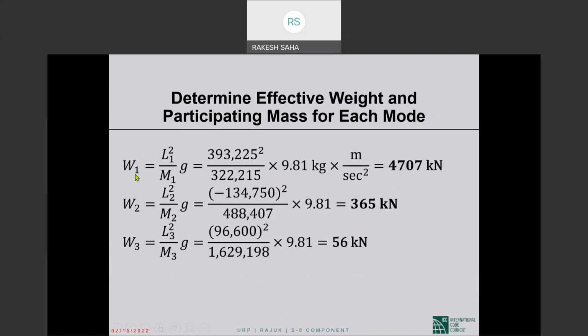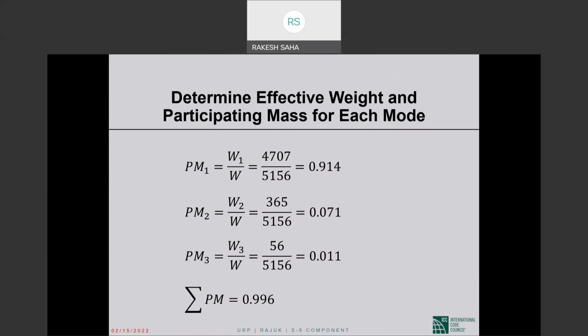Now, based on the L's and the M's, we calculate the effective weight in the various modes. So effective weight in the first mode is given by this expression. Effective weight in the second mode is given by that expression. Effective weight in the third mode is given by that expression. Okay. L sub 1 we calculated, M sub 1 we calculated, g is 9.81. So the effective weight in the first mode comes out to 4707 kilonewtons. Effective weight in the second mode 365 kilonewtons, and effective weight in the third mode 56 kilonewtons. Okay, these are calculated values.